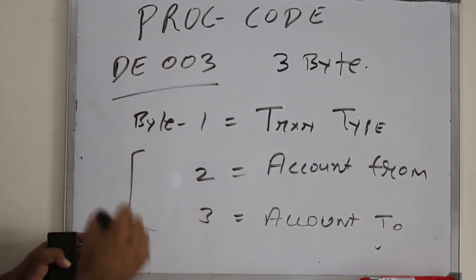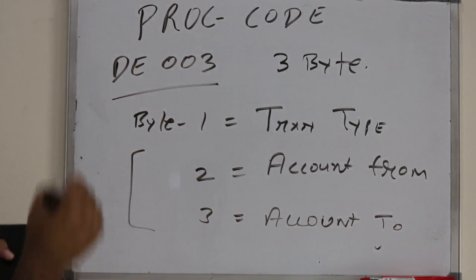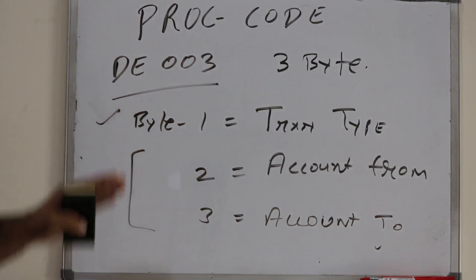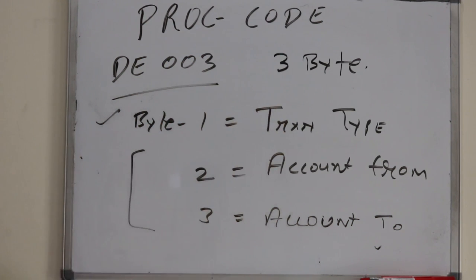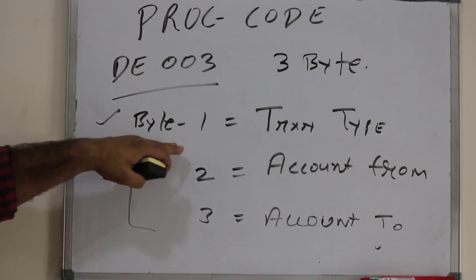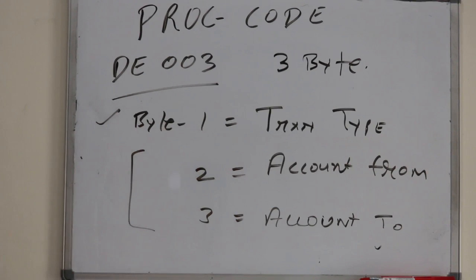So in this video, byte 1 is very important for us, so we will only focus on byte 1. Byte 1 is the transaction type. This is a field which is used to identify a particular transaction type, whether it is a purchase or post transaction, a cash withdrawal, a balance inquiry, or a reversal. Whatever the type of transaction, this field helps to find out what exactly the transaction is.